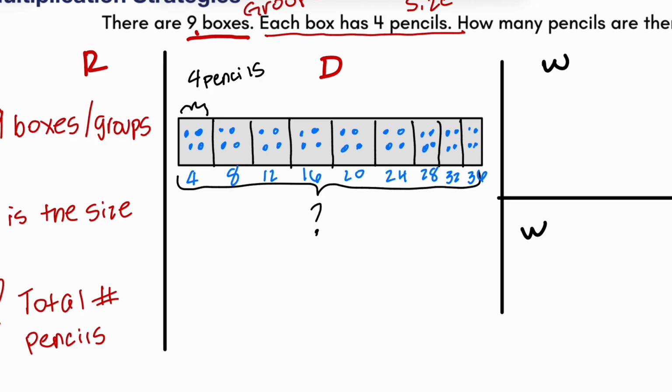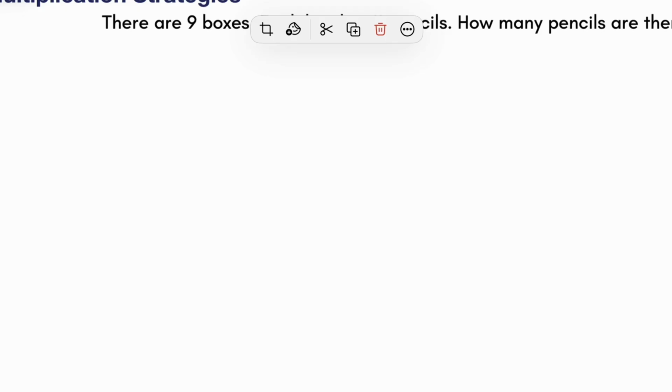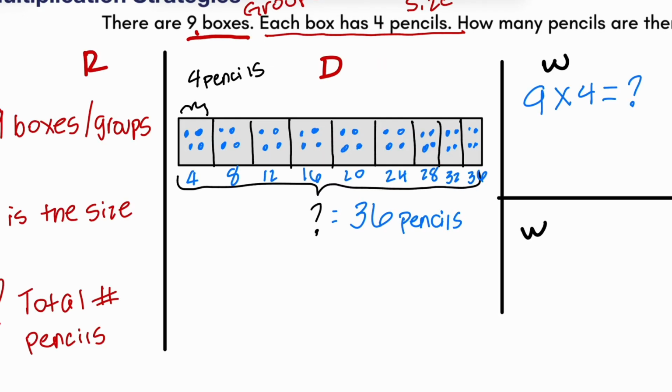And we ended at 36 pencils with 4 in each. So our question mark, our unknown, would actually be 36 pencils. Okay, so my equation here that I originally started out with was 9 times 4 equals our unknown. Okay, so since I went ahead and verified that, now we can really see if we're correct here.